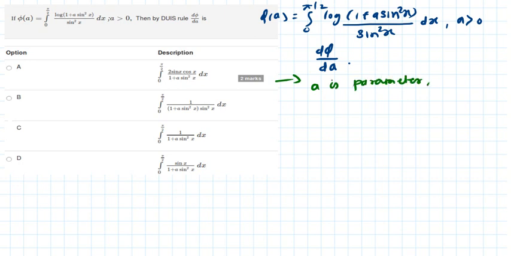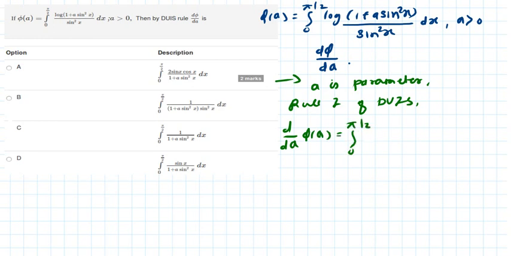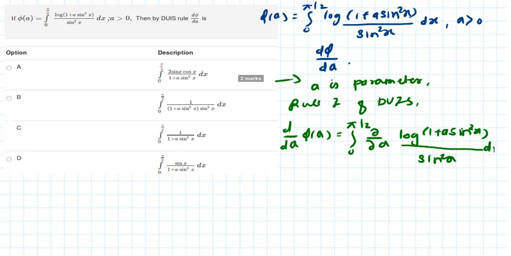So by rule 1, again rule 1 of DUIS, you can take the differential of phi with respect to the parameter. This will be integration 0 to pi by 2 dabba by dabba a of log of 1 plus a sine square x upon sine square x dx.